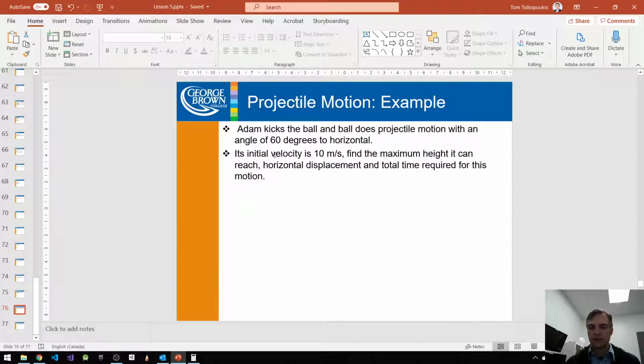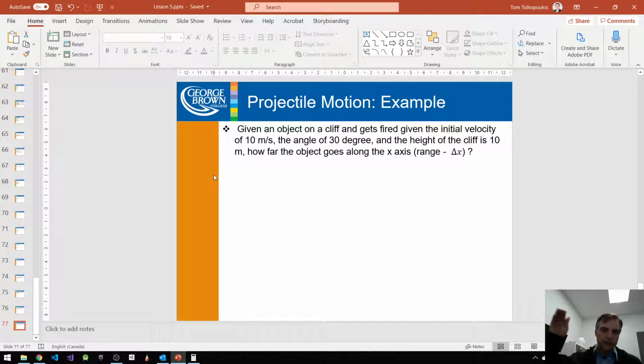The next one is Adam kicks the ball, and the ball has a projectile motion with an angle of 60 degrees to the horizontal, so some kind of upward motion. Initial velocity is 10 meters per second. This is type 2 motion. Find the maximum height it can reach. So we're looking for the height. And the last one is, given an object on a cliff, gets fired, with an initial velocity of 10 meters per second and an angle of 30 degrees, that's type 3 motion.